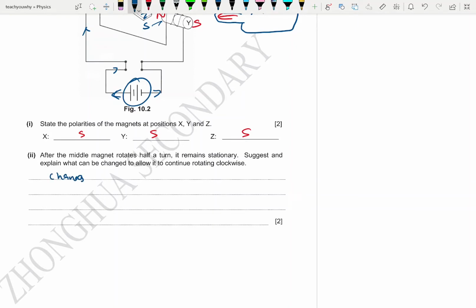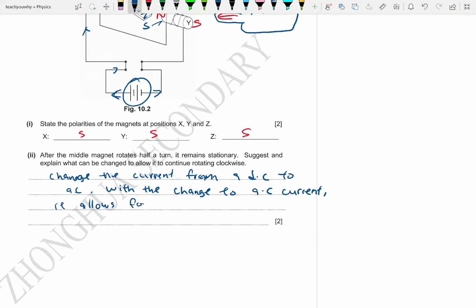Change the current from a DC to AC. Okay, so with the change to AC current, it allows for the current to change direction. Oh sorry, not change position, change direction.